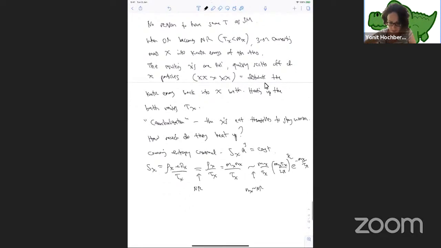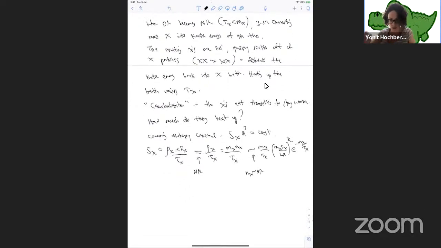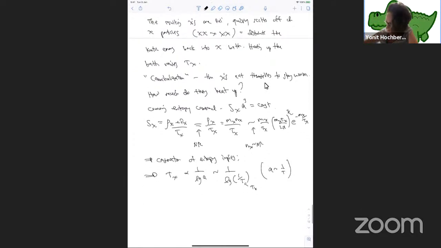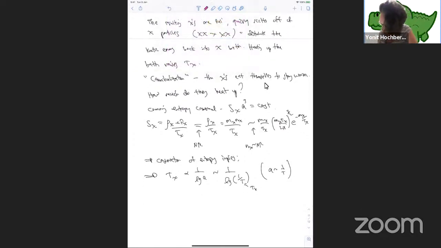Okay? And since we know that this scales like 1 over a cubed, conservation of entropy implies the following. What we get is that T of the dark sector scales like 1 over the logarithm of the scale factor. I can also write this as 1 over logarithm of 1 over T, where this is the T of photons, T photon. That's because the scale factor goes inversely with the temperature of the photon bath. Okay? So this is the result that we find here.